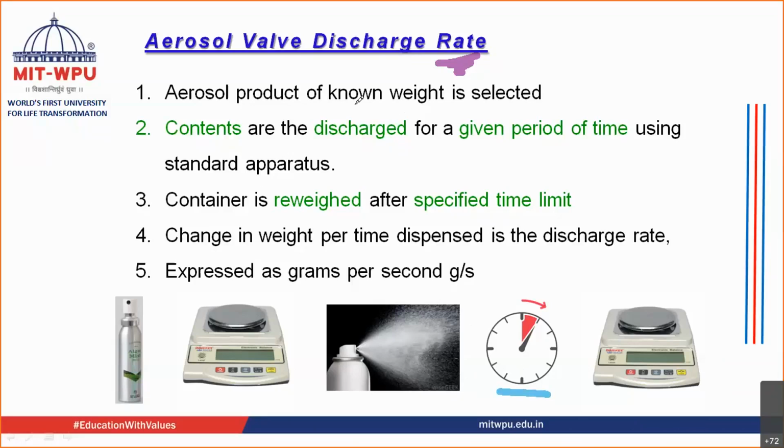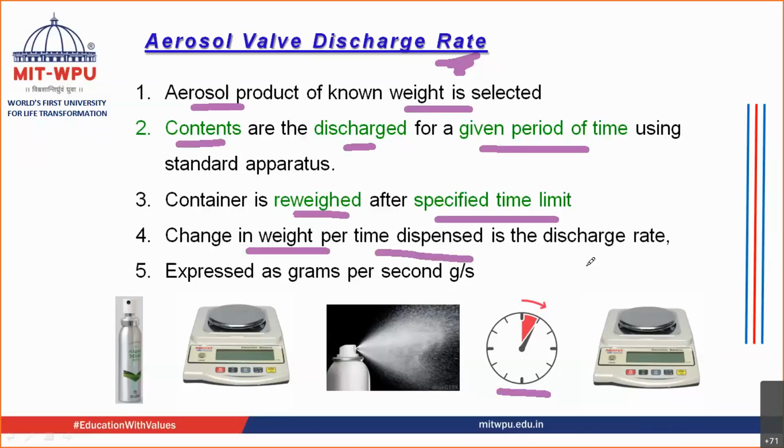So once again, first you take the aerosol product, you weigh it, okay, then you discharge the contents for a given period of time, you again reweigh it, and then you check the weight, how much has been dispensed in that particular time. It is expressed in terms of grams per second. So this many grams of material has been discharged from the container in this many seconds. Okay, so this determines your aerosol valve discharge rate.